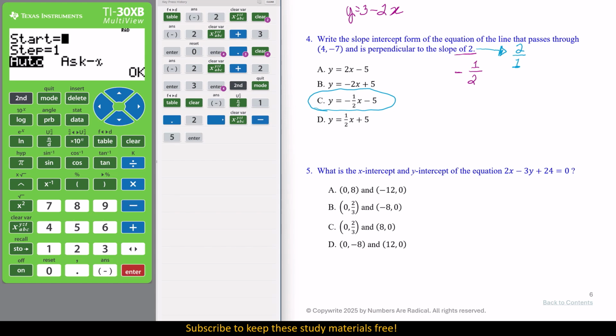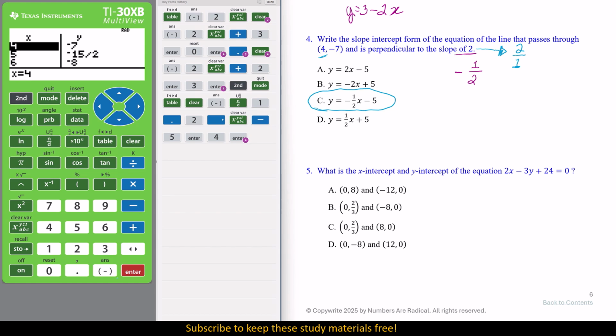Now let's push enter, and we need to check 4. Okay, so let's put in 4, so our table starts there. We want to go by whole numbers, so that's why we have 1, and you keep going, push enter, and we are correct. It gives us 4, -7. So C is the correct option. Now let's look at 5.